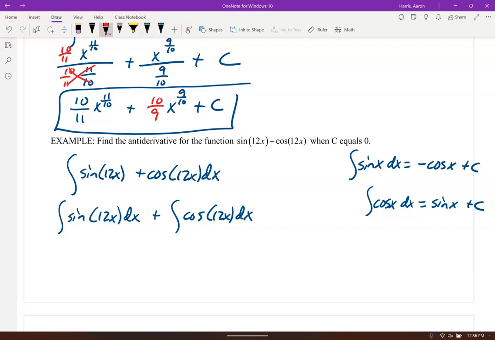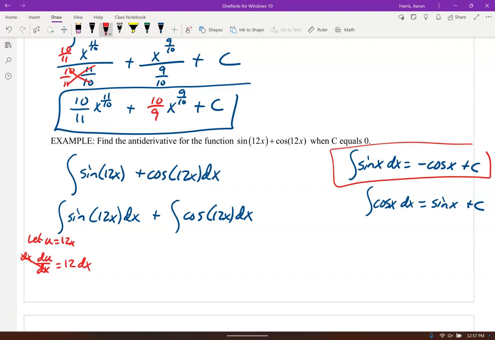And let's use this top one. Integral of the sine is negative cosine. So notice over here, I have sine of 12x. I don't have sine of x, I have sine of 12x. So what I'm going to do is let u be 12x. And so du dx, I'm going to take that derivative on both sides, is 12. And then I'm going to take the dx to the other side. Okay, so I have du is 12 dx.